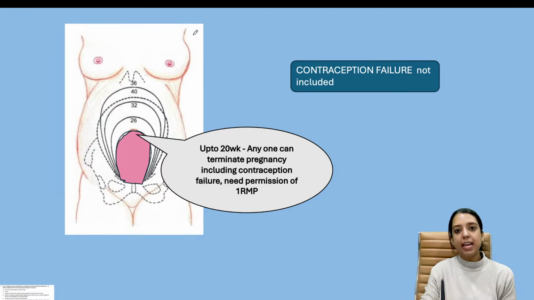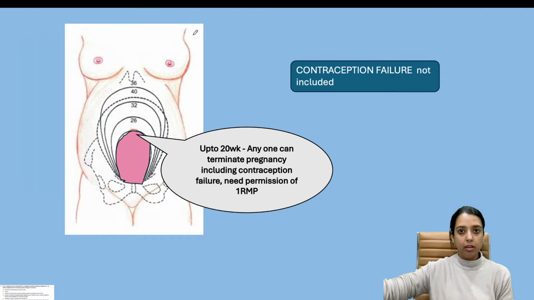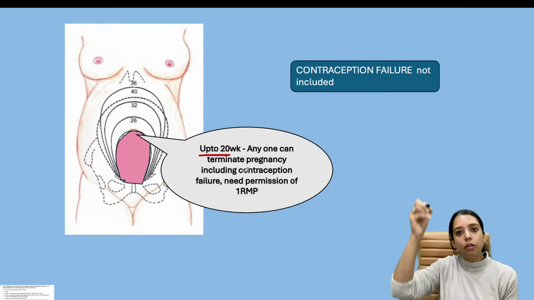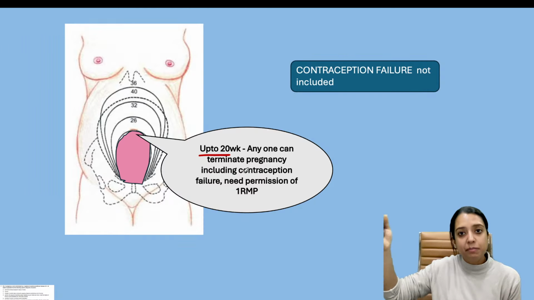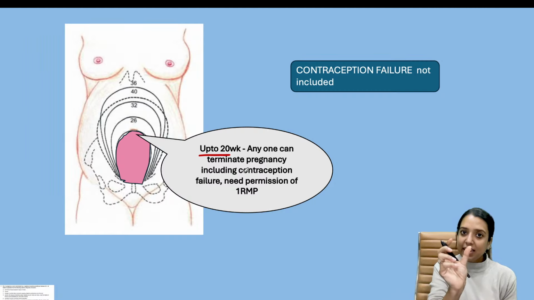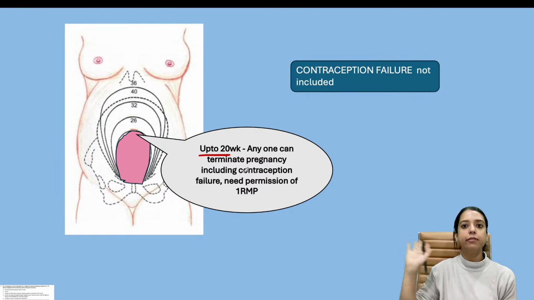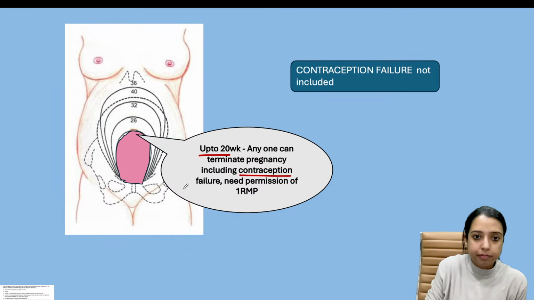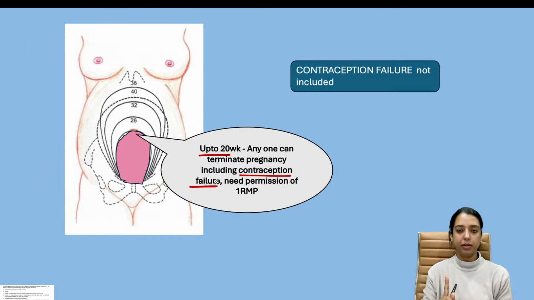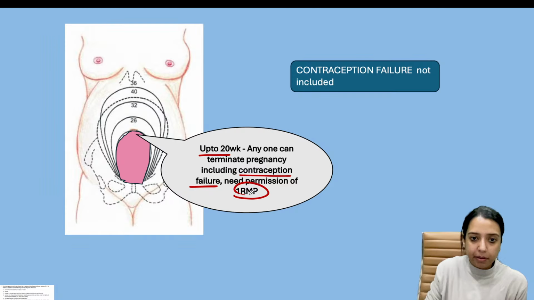So let's see. Till what gestational age are you allowed abortion? Remember, Indian guidelines are very liberal. So there are various gestations at which abortion is allowed. Up to 20 weeks, anyone can terminate pregnancy. Anyone, meaning there are a lot of conditions: if you are a rape victim, if you are physically not fit, if you are mentally not fit. But one condition gives everyone a right for abortion: contraception failure. Under contraception failure, everyone can say it was a contraception failure and you can get abortion. At 20 weeks, you need permission of one RMP.